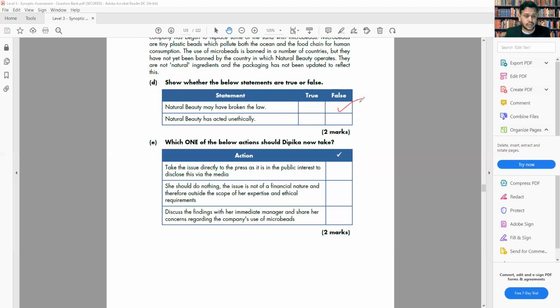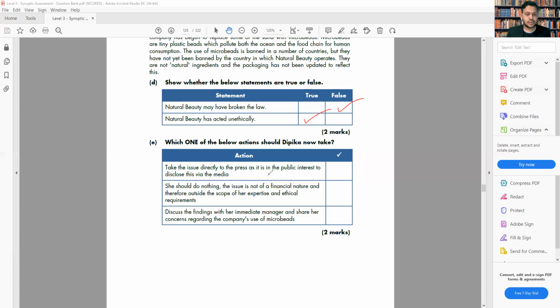And number two, Natural Beauty has acted unethically. That's true, because to reduce the cost, they're doing something that is harmful for the human body and for the environment. So that means this is not a very ethical action they chose. So we say this is unethical, obviously. All right, let's move to the next one.